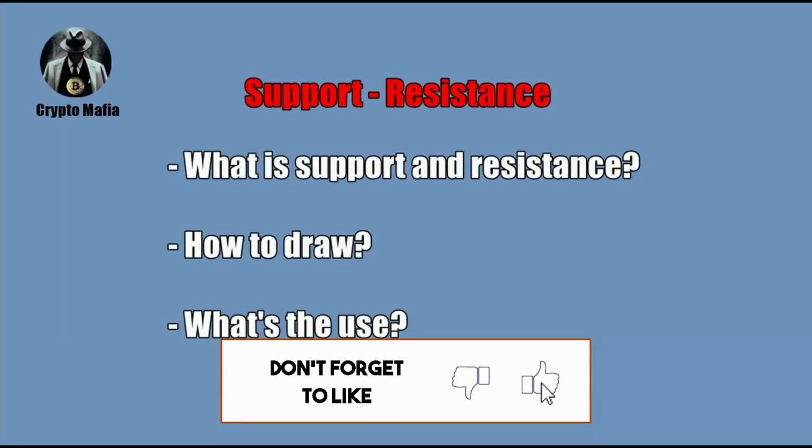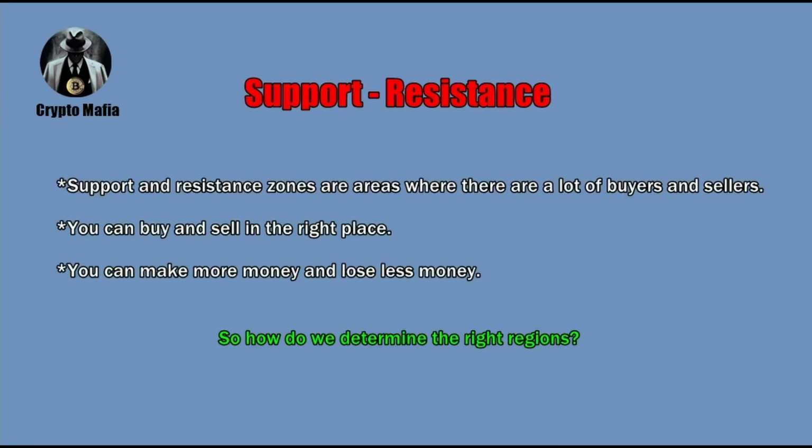Support and resistance zones are areas where buyers and sellers are heavily involved and where the price is reacting. By drawing support and resistance zones on your chart, you have the opportunity to buy or sell in the right places. You make more money or lose less money by buying and selling in the right place. So how do we determine the right regions?